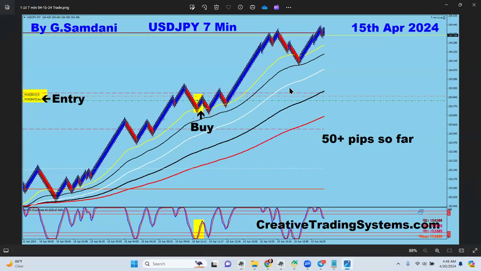This is the first trade of the week, which started on April 15th. So from the 15th to the 19th, let's see what happened. On the 15th, this is the USD/JPY 7-minute chart, long entry, and my setup is right there.